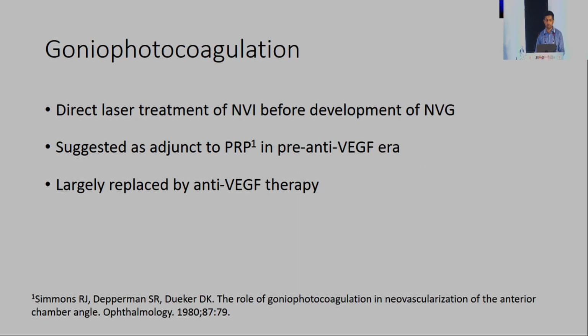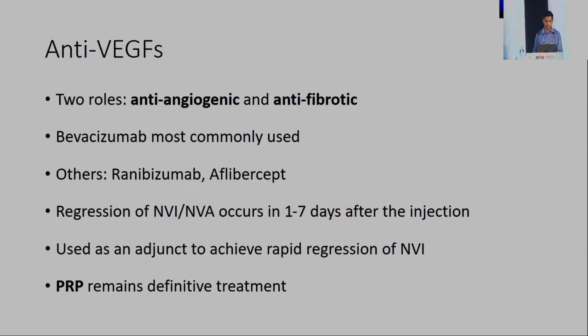One more is gonio-photocoagulation. Here direct laser treatment is done to prevent development of NVG. It was suggested as an adjunct to PRP in the pre-anti-VEGF era. It is largely replaced by anti-VEGF therapy these days.